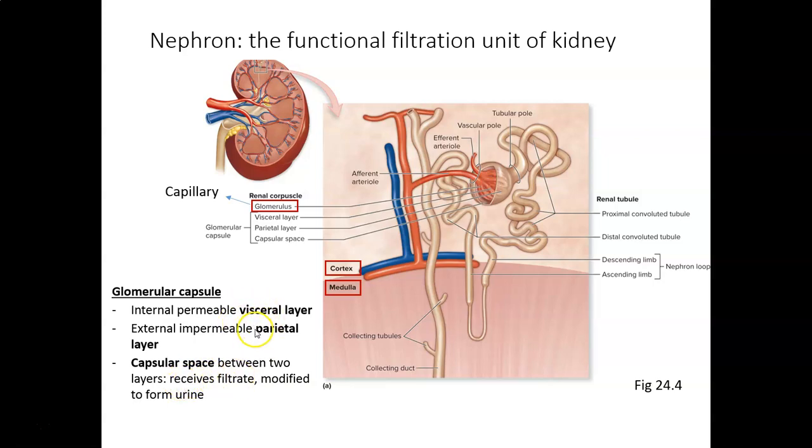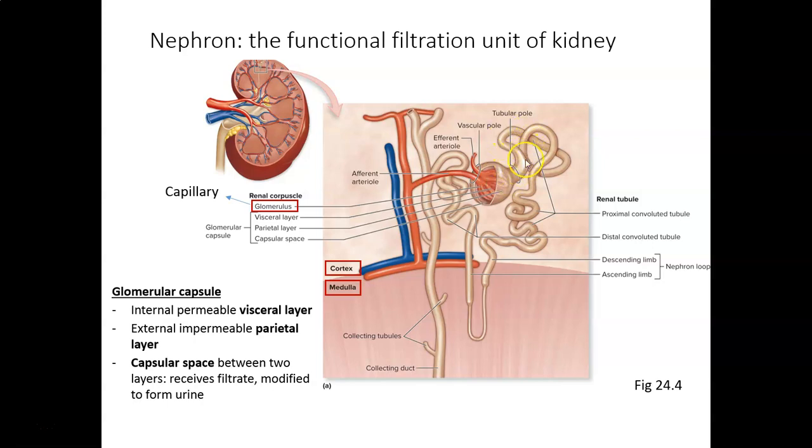And in order to keep that filtrate in the tubules, in the capsular space, the parietal layer has to be impermeable. That's how you keep the filtrate in the nephron. So the start of the nephron is the glomerular capsule, collecting the filtrate. Then the filtrate is going to travel down the renal tubules.